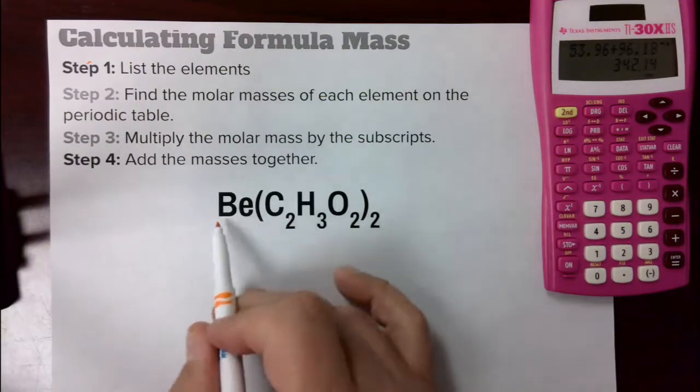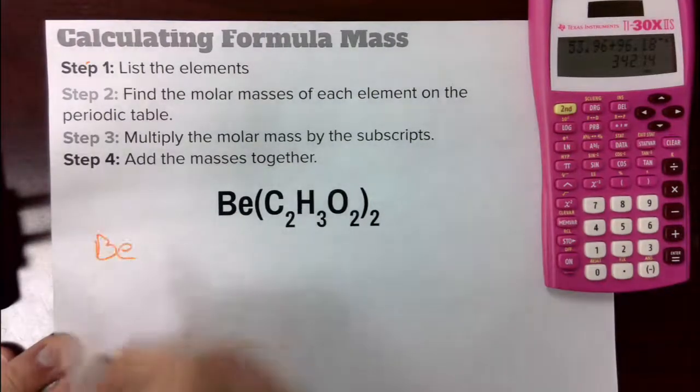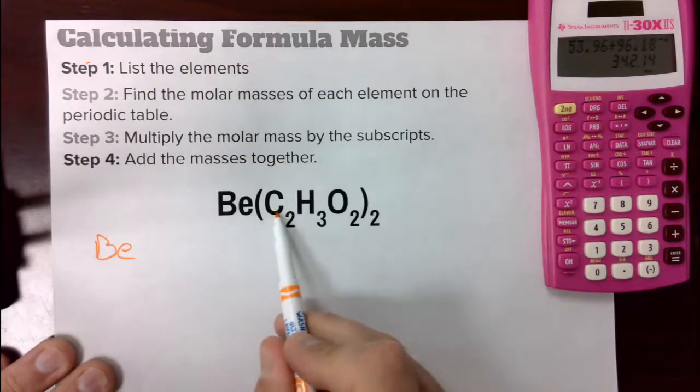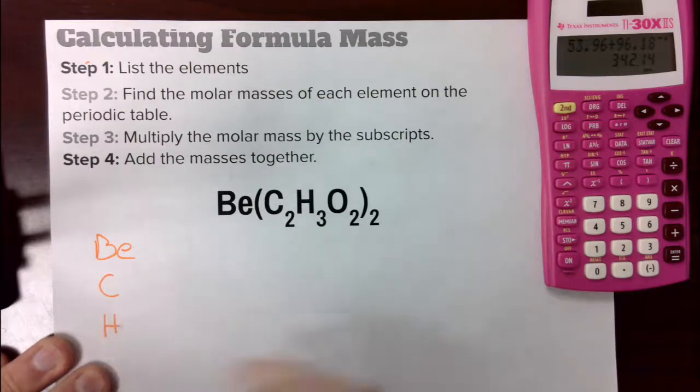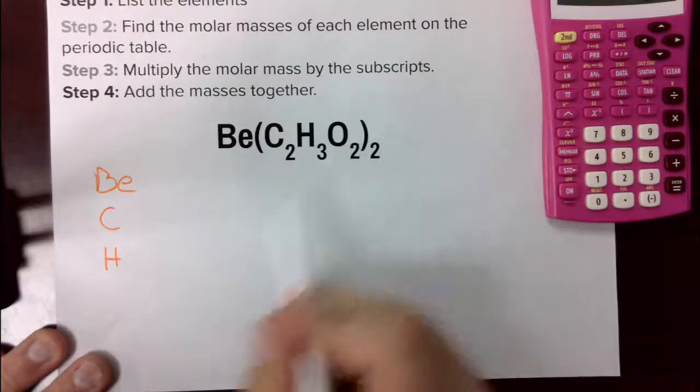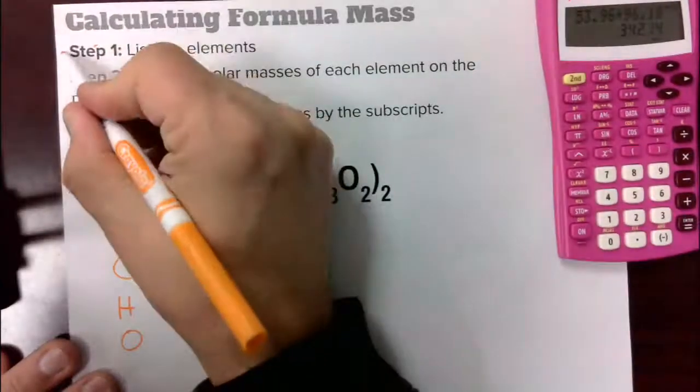So here's our first capital letter with its partner. That's beryllium, Be. Here's another capital letter for carbon. Our third capital letter for hydrogen. And our fourth capital letter for oxygen. So this example has 4 different elements. Step 1. Done.